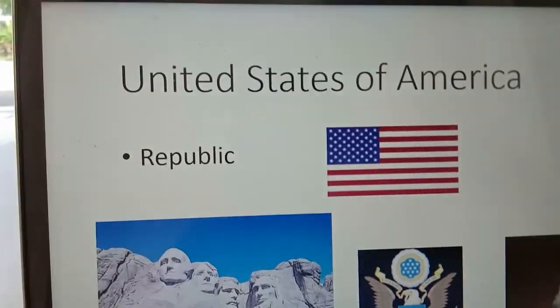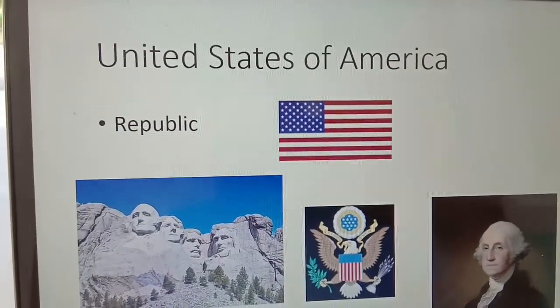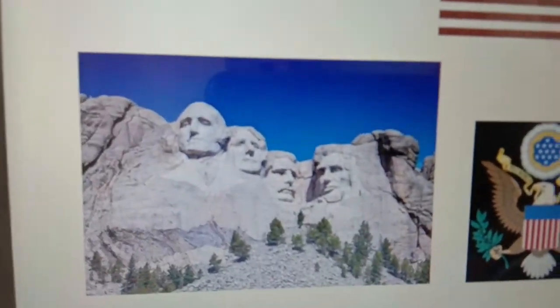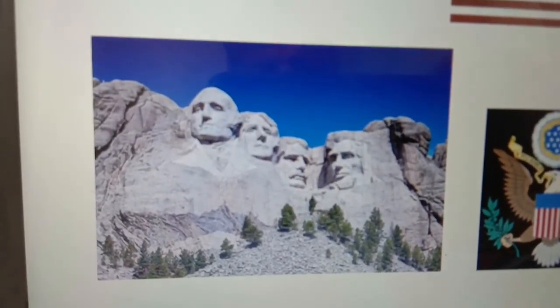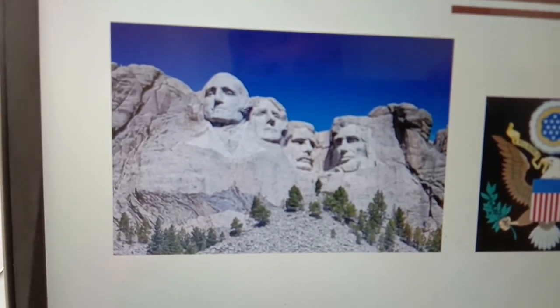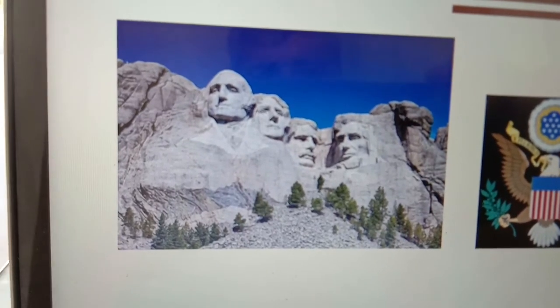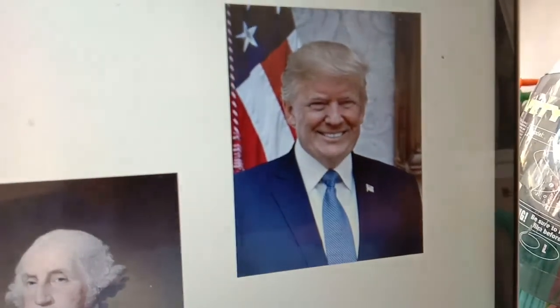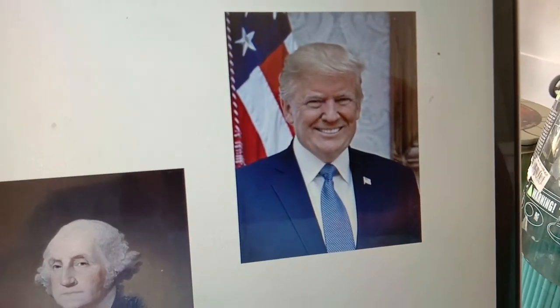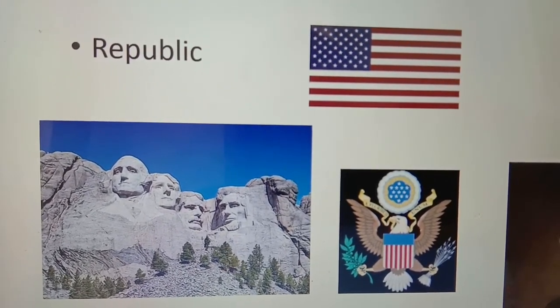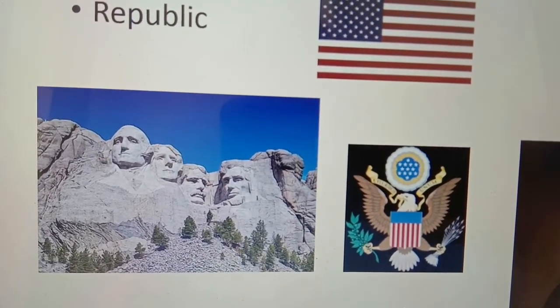Now this one you probably know already. The United States of America is perhaps the most famous republic. Here are some presidents etched into Mount Rushmore. That's George Washington, Thomas Jefferson, Abraham Lincoln and Theodore Roosevelt. There's a flag, an emblem, the eagle of America, George Washington, and yes, you know him, yeah, President Trump, the 45th president. So they became independent from Great Britain a few hundred years ago.